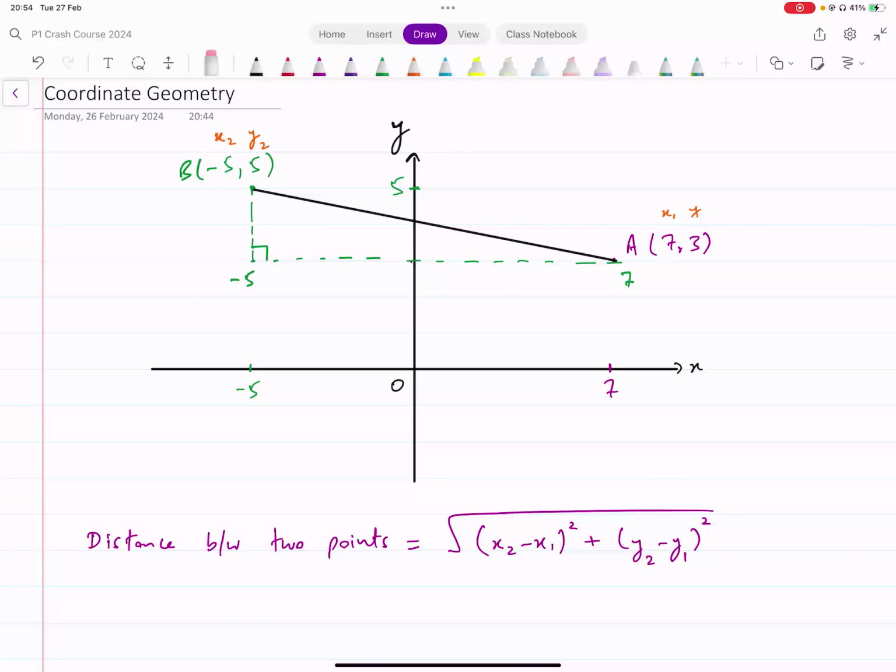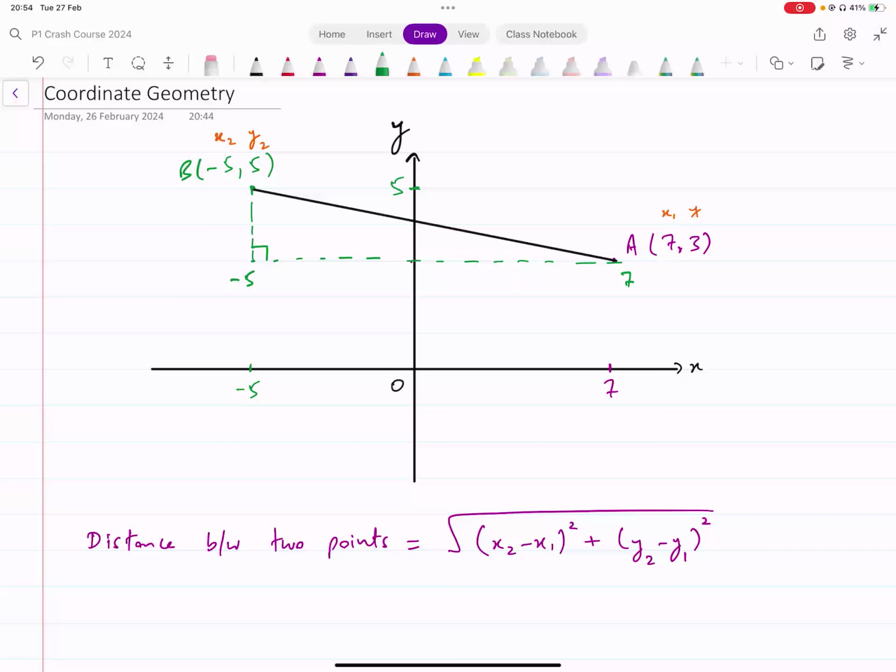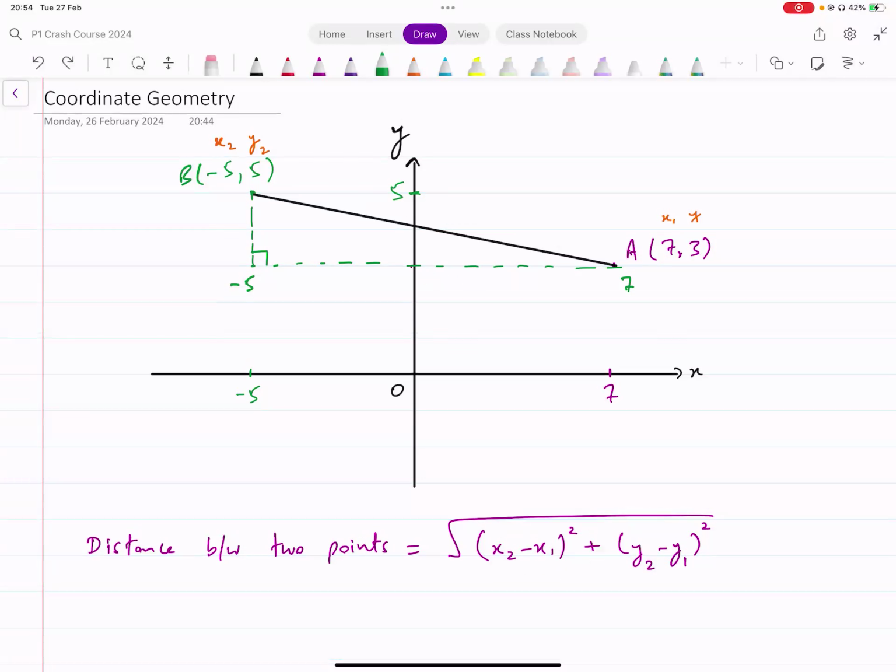You would say this is x2 minus x1. Now it could be done any way around, as in you could do x1 minus x2, or you could do x2 minus x1. Eventually you have to square that, so it doesn't make much difference. Let's say we do x2 minus x1. Minus 5 minus 7, that gives us minus 12. That's the length. It's a negative, but we have to square that. It doesn't really matter. That's one side.